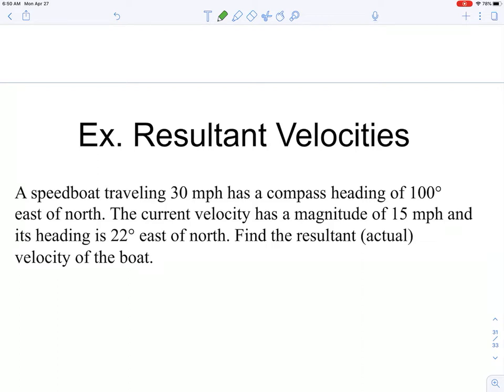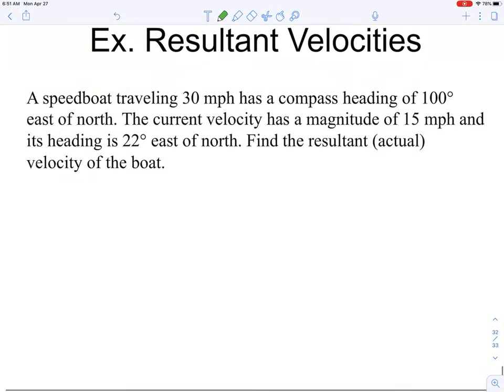Okay, so let's look at our next example, another boat example, because the velocity of the boat is going to be affected by the velocity of the water. A speedboat traveling 30 miles per hour has a compass heading of 100 degrees east of north. The current velocity has a magnitude of 15 miles per hour and its heading is 22 degrees east of north. Find the resultant or the actual velocity of the boat.